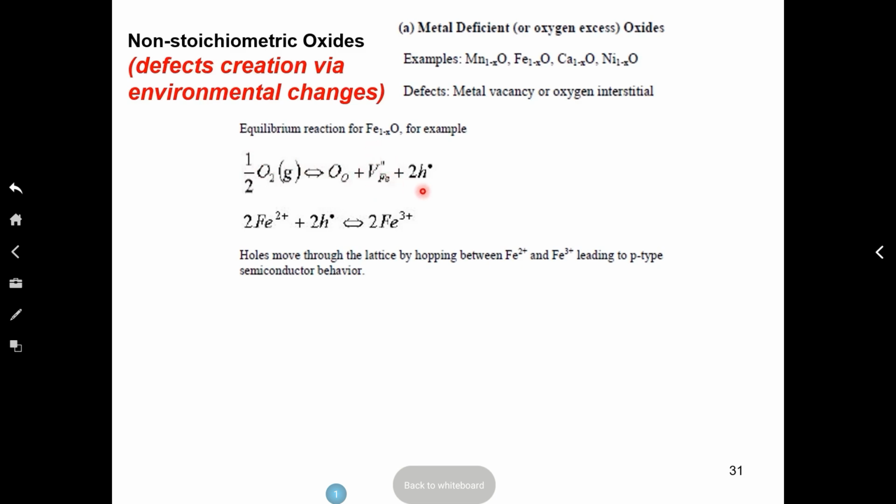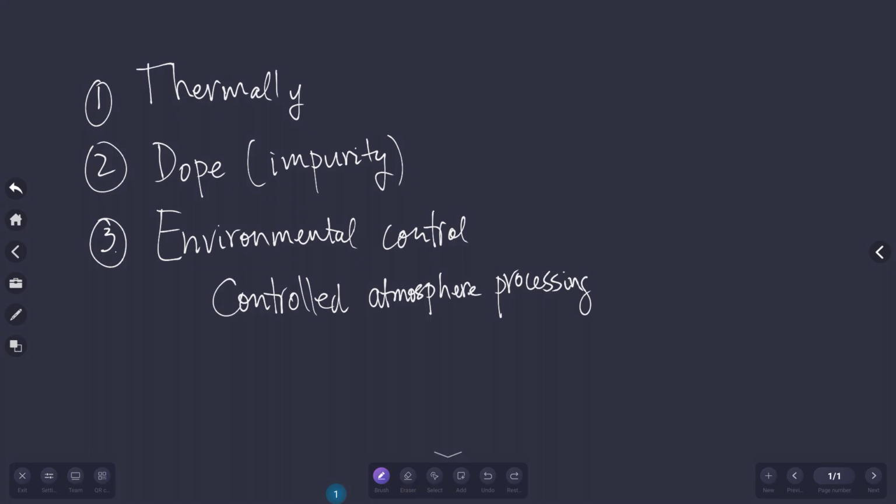And then this is compensated by 2 holes. And these 2 holes give you the non-stoichiometric iron oxide. Now you can see that since it is Fe(1-x)O, all the iron cannot be divalent anymore. Right? I have talked about this a little bit before. So in your FeO, all the iron are divalent.